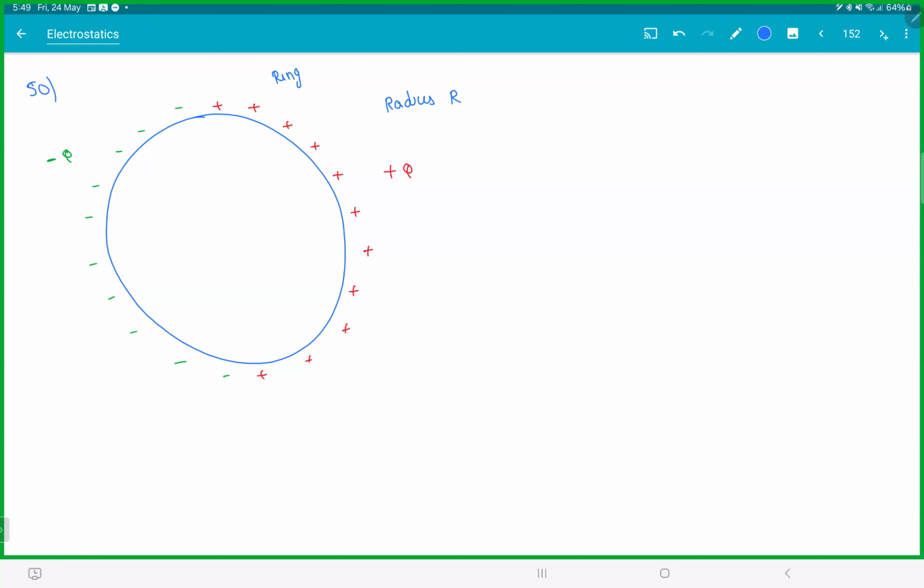But why will you take Ishan? Do this thing, Ishan, if it seems so, take lambda is equal to lambda sin theta. Find its dipole moment. Okay. Integrate. You can do that.